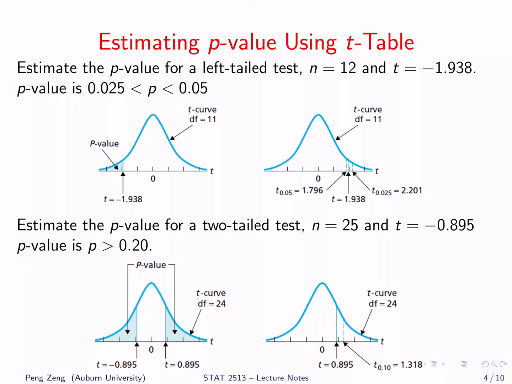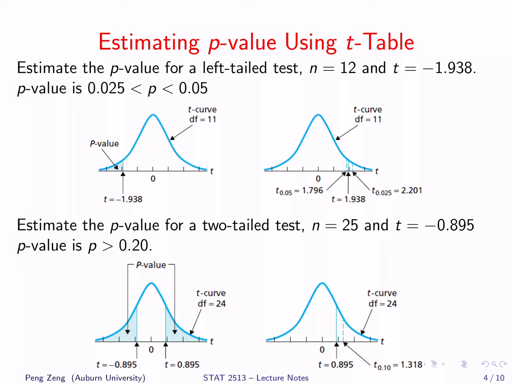In the second example, estimate the p-value for a two-tailed test with n equals 25 and t equals negative 0.895. For a two-tailed test, the p-value is the probability of two parts as shown in the graph. We can find the probability for one of them and then multiply it by 2. Because n equals 25, degrees of freedom is n-1 equals 24.